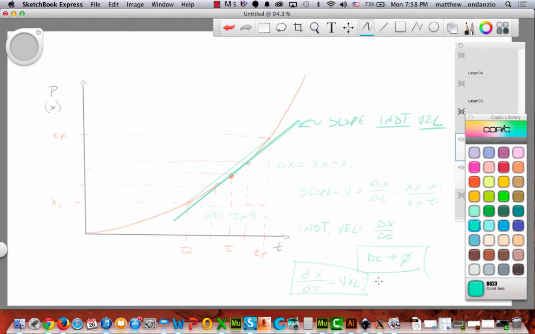So you can start to see how calculus is starting to play into this, and we'll see how we can do this with acceleration as well, okay?